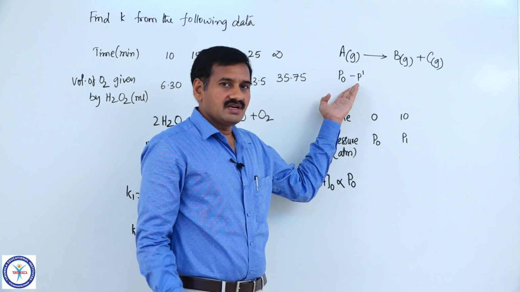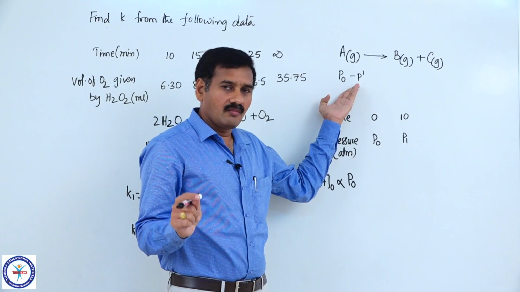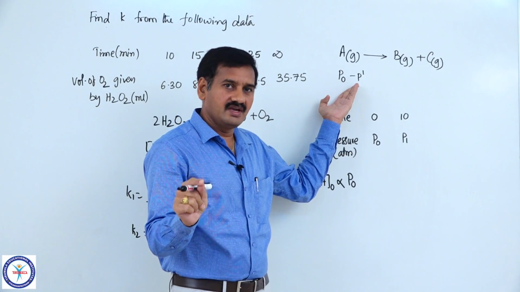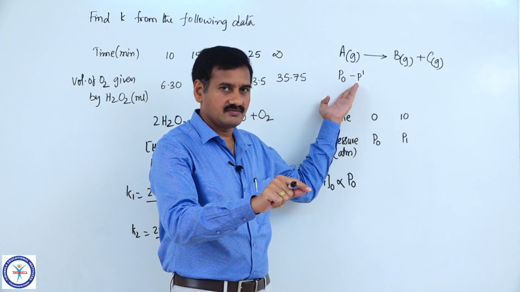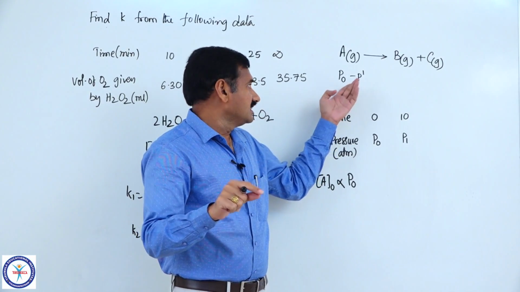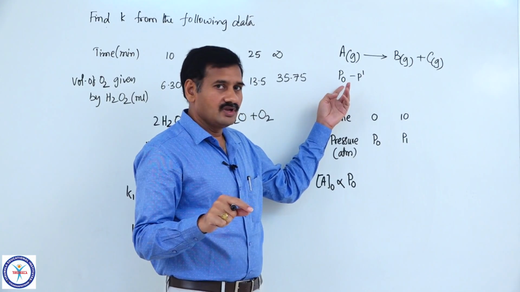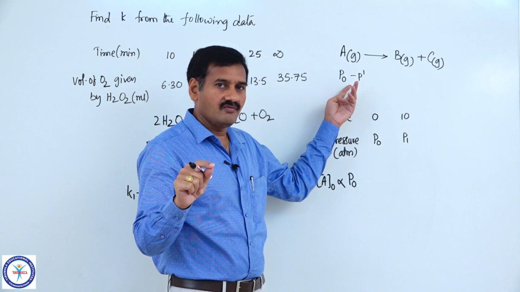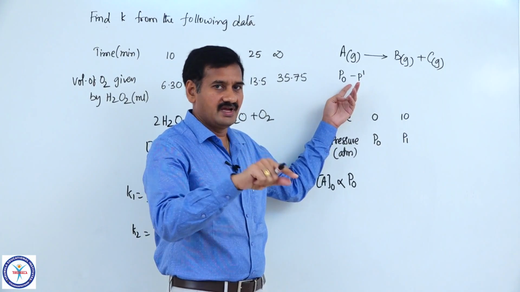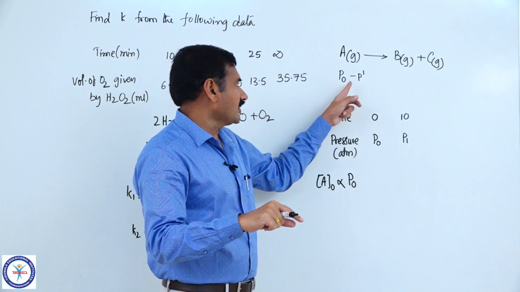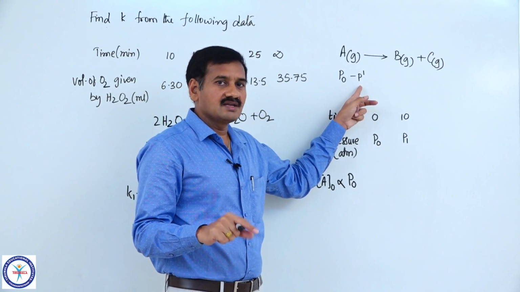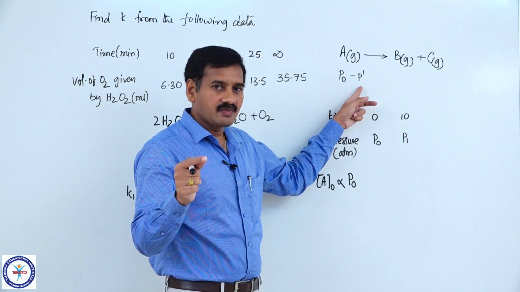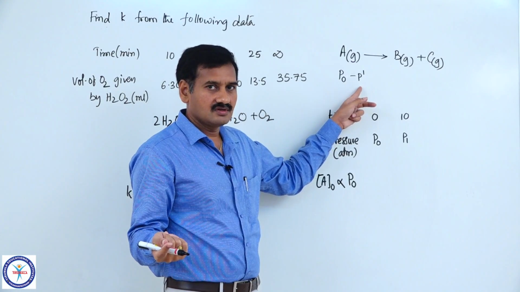We can say that the pressure drop is directly proportional to the number of moles of A dissociated. If more moles of A are dissociated, more will be the drop in pressure. Therefore, the initial concentration is directly proportional to P naught, and the concentration of A dissociated is proportional to P dash. So, P naught minus P dash is proportional to the concentration of A left over.